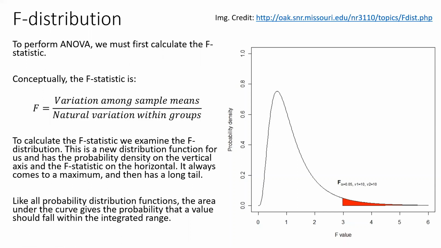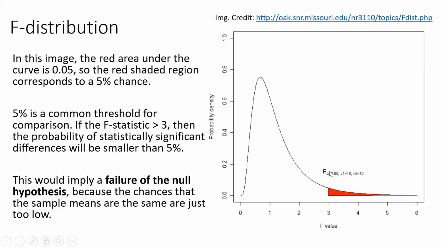The F curve always comes to a maximum quickly after 0 and then has a very long tail out to infinity. Because this is a probability distribution function, it's going to integrate from 0 to infinity to be equal to 1, but also an area under the curve is going to give us the probability that a value is going to fall within that integrated range. So in this image, the area that is red is equal to 0.05.